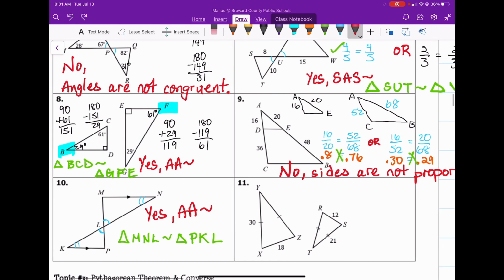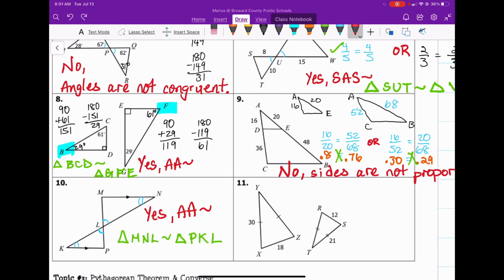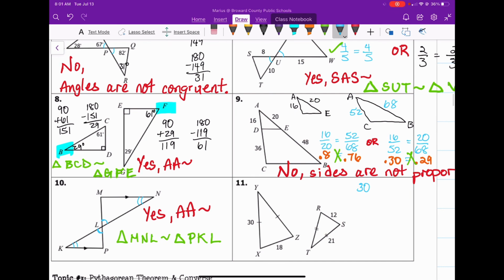All right, number 11. So once again, we want to just check to see if these sides are proportional, because they only give us sides. So I'm going to take the bigger triangle and the biggest side, which is 30, and I'm going to put that over the biggest side of the smaller triangle, which is 21. Then I'm going to take the smaller side of the bigger triangle, which is 18, and I'm going to write that over the smaller side of the smaller triangle, which is 12, okay?